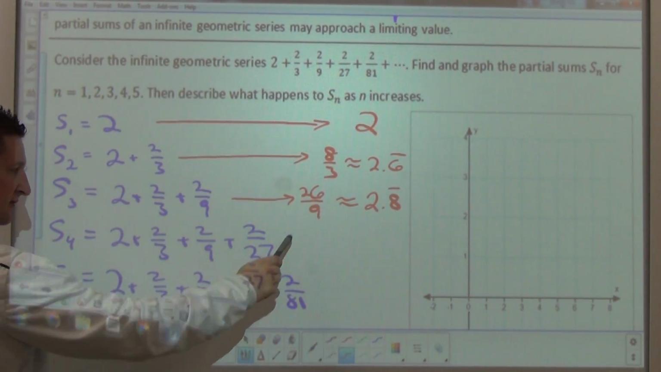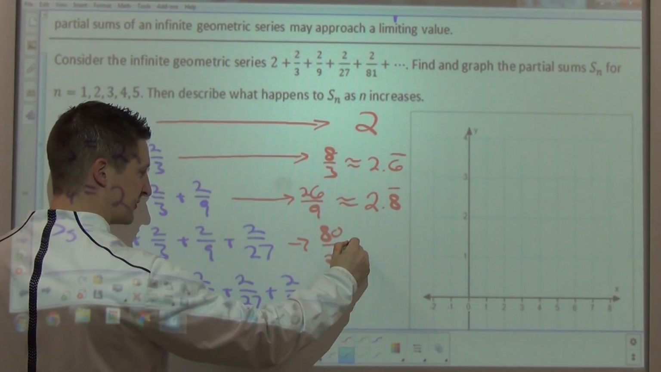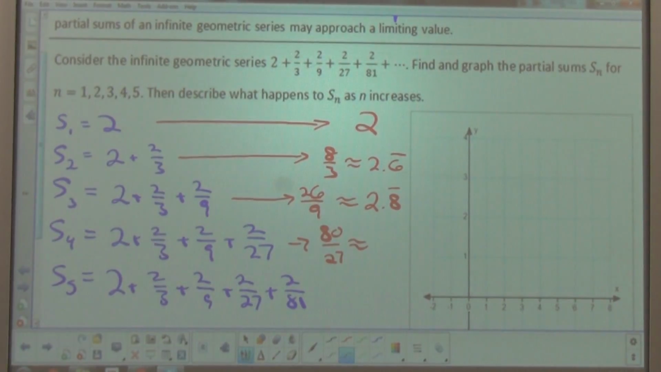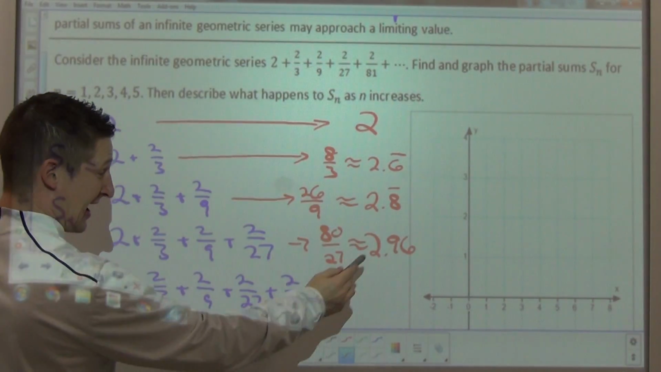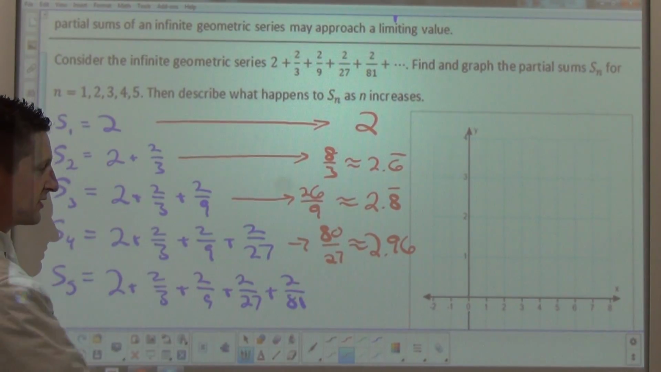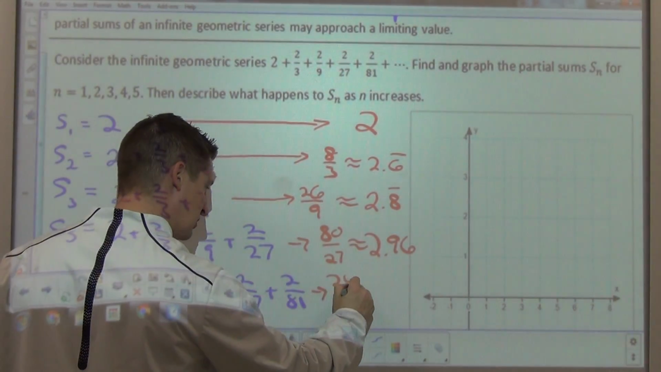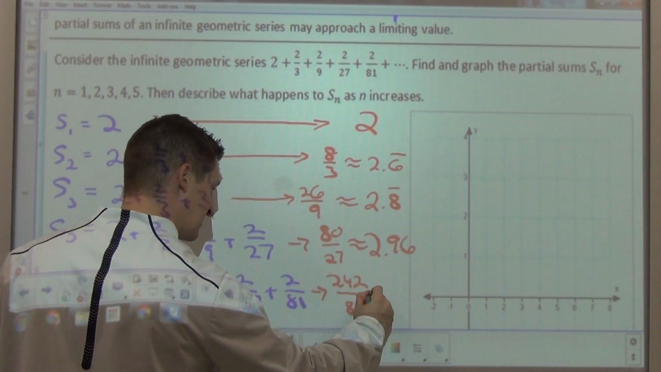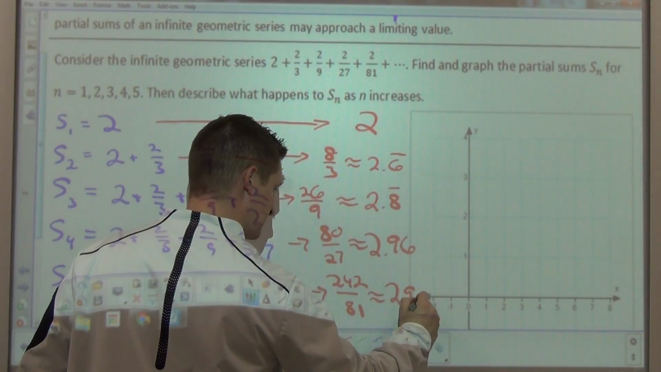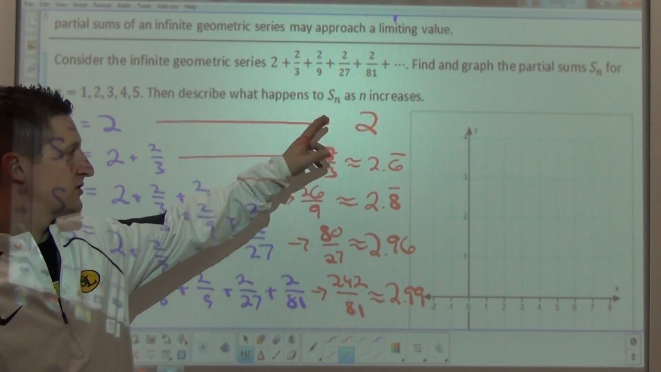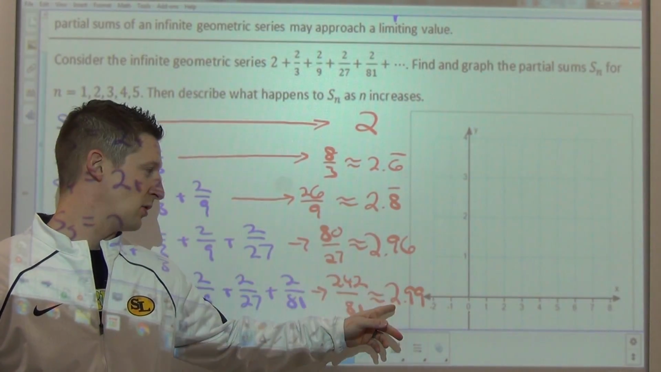When I add 2/27 to that particular sum, now I'm looking at 80/27, which is approximately, as a decimal, 2.96. When I add 2/81, some teeny tiny fraction, to the sum that I already had, now I'm looking at a fraction that is 242/81. As a decimal, you're looking at 2.99 if I were to round it to the nearest hundredth. You'll notice that I went 2.6, a little bit of a jump, 2.8, not so much of a jump, 2.96, smaller and smaller.